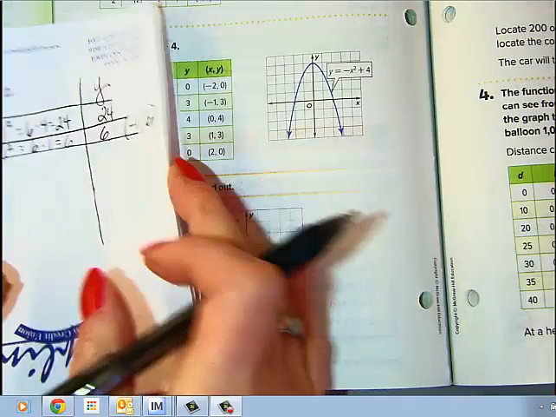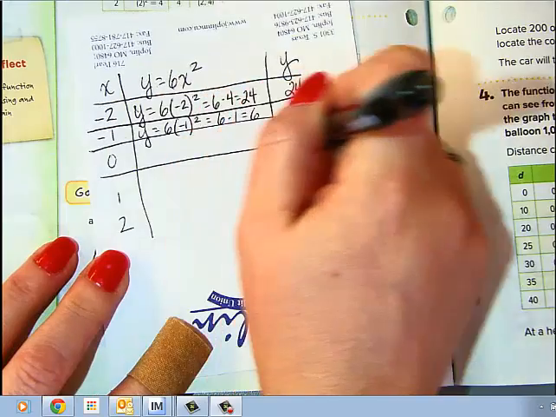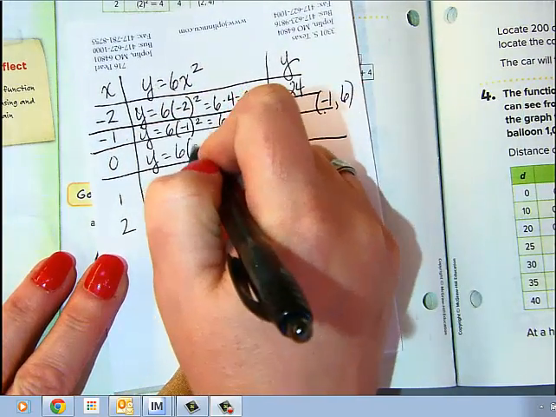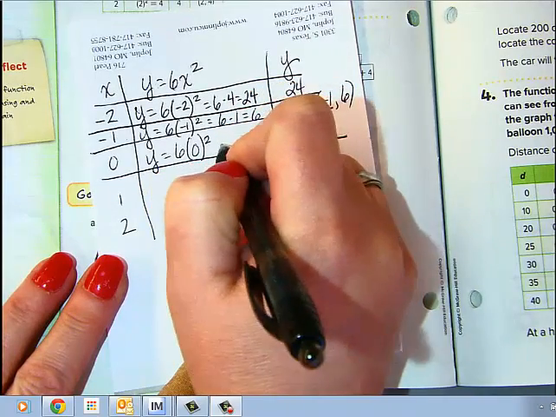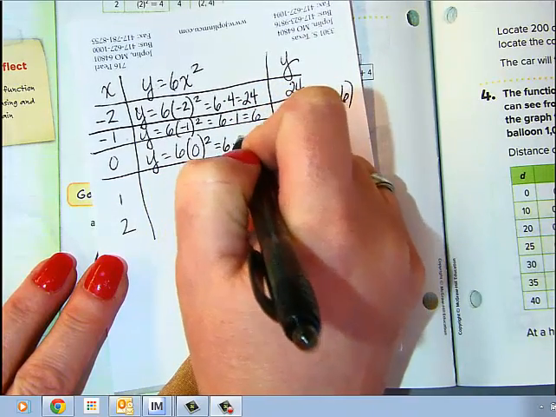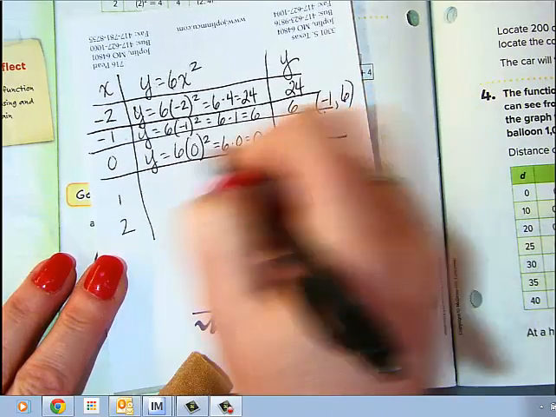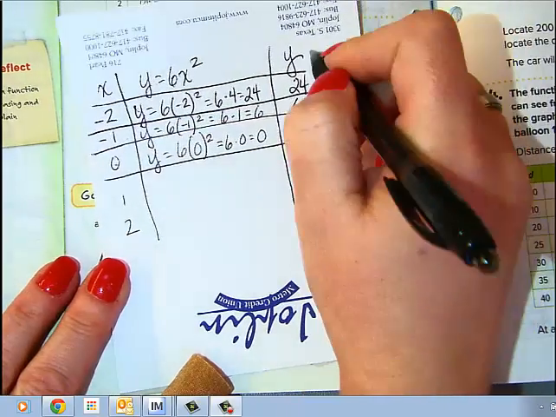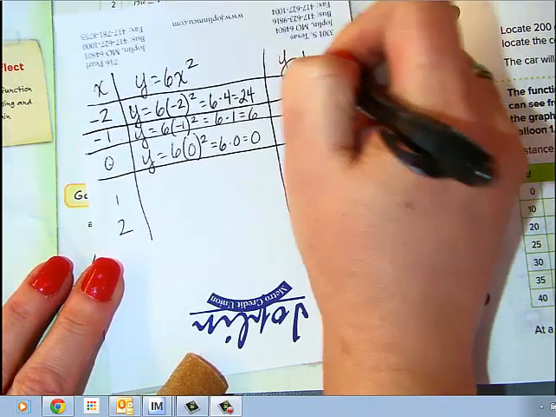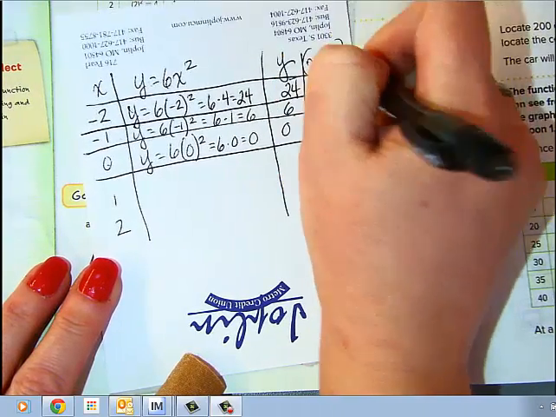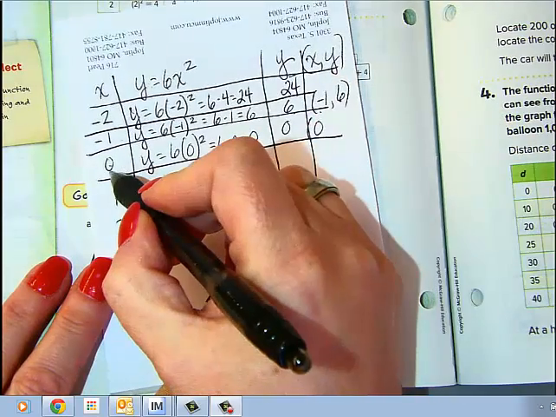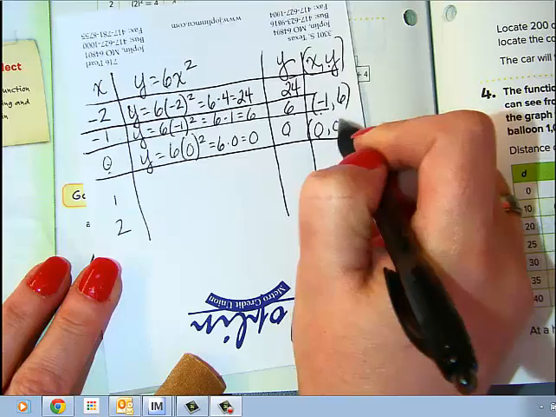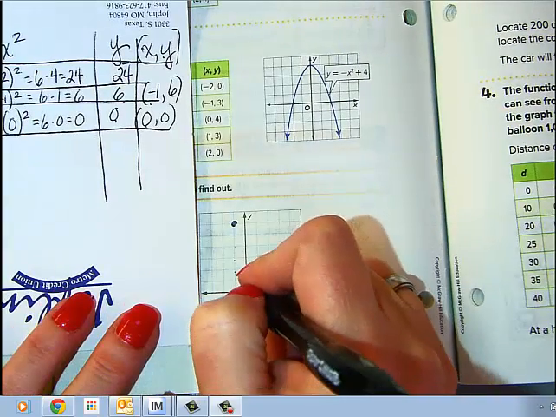Okay? Now let's do 0. Put a 0 in for x. So I have y equals 6 times 0 squared. 0 times 0 is 0. And 6 times 0 is 0. So now my x is 0. I'm going to make another column over here of our x and y's. My x is 0. My y is 0. So I have a point at 0, 0.